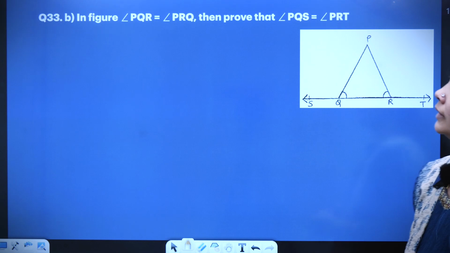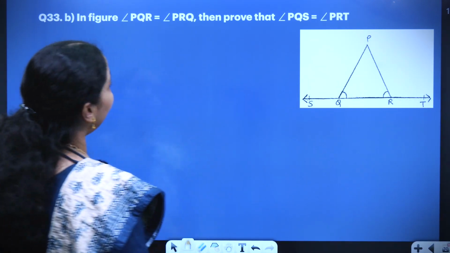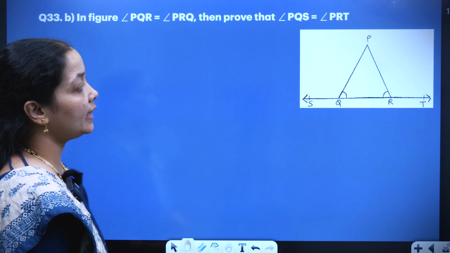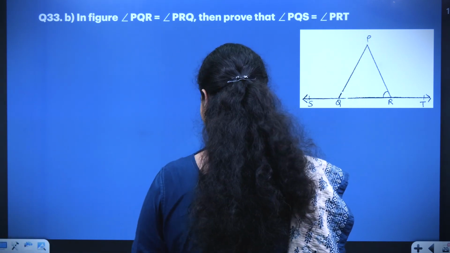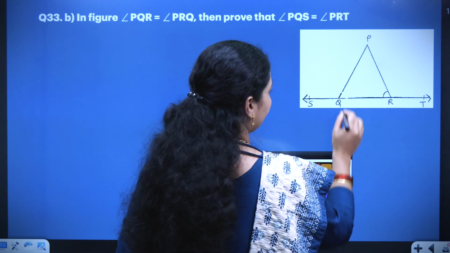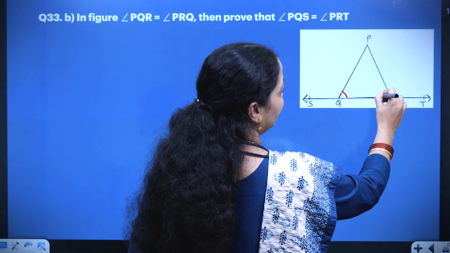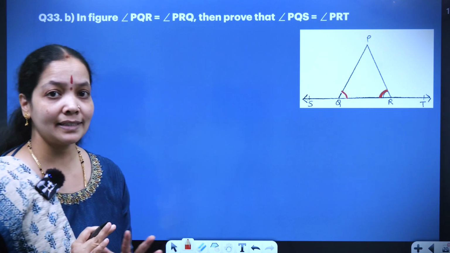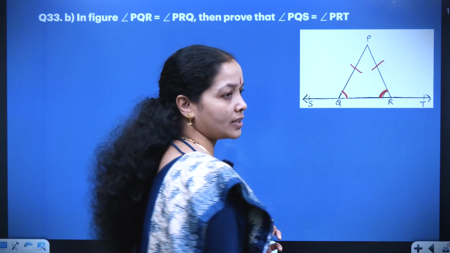Moving on here, the 33rd B part. In the given figure, angle PQR and PRQ are equal. So PQR is this angle, and PRQ is this angle. I have a triangle and both base angles are equal to each other. That means the sides should be equal. This becomes an isosceles triangle.